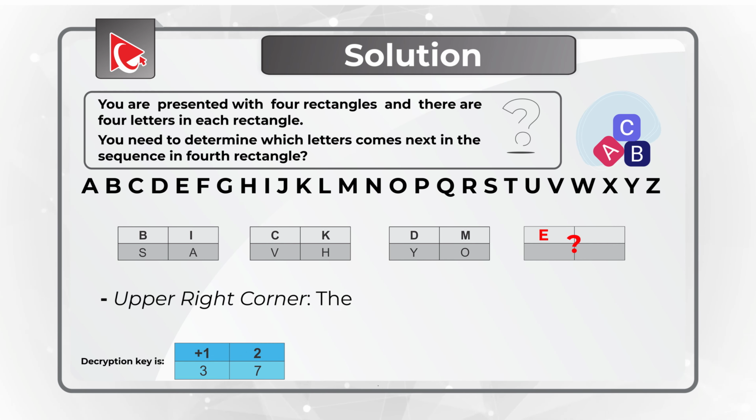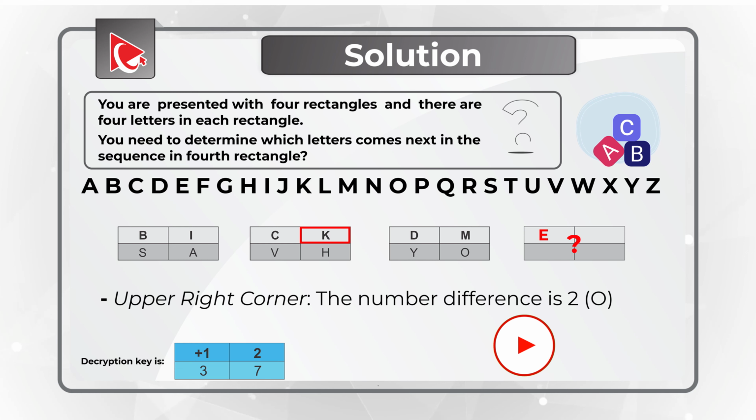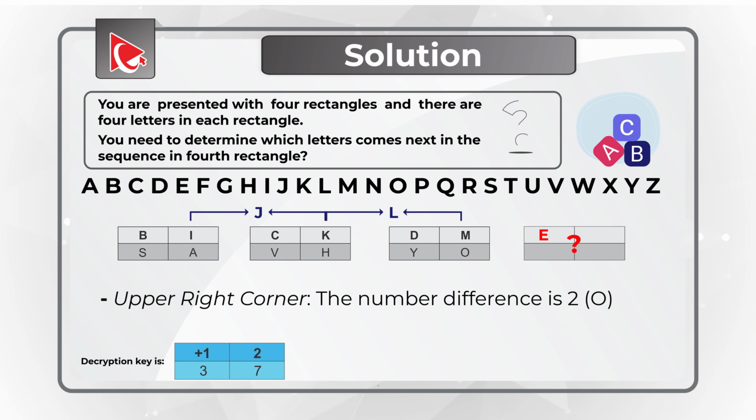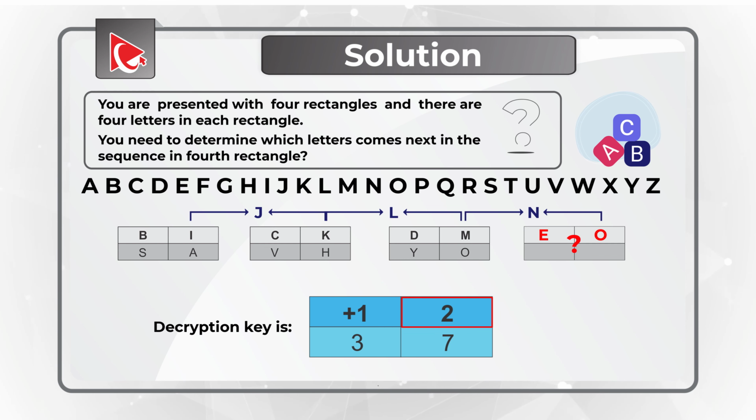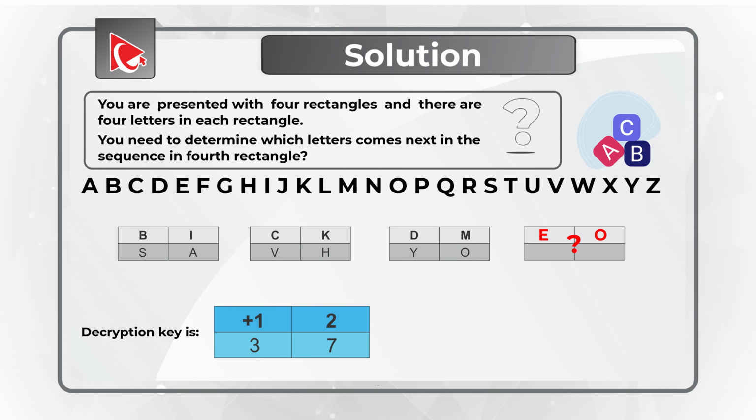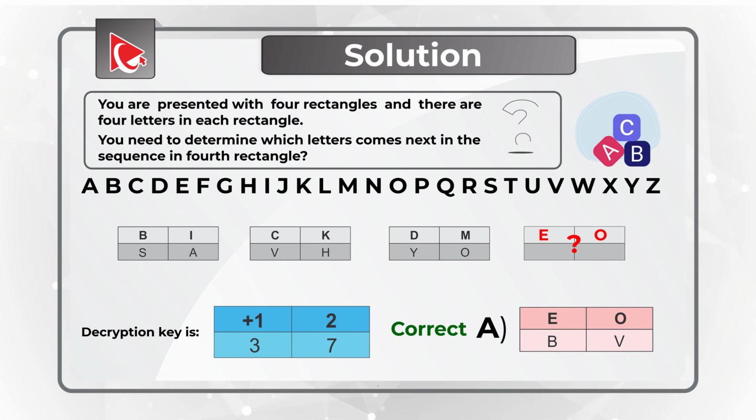Then you see that in the main sequence, the letters are I, K, and M. And if you know the English alphabet, H, I, J, which is missing K, L, next is M, and O, which means that the increment is 2, which matches the second number in our decryption key. If we look at the answers, we already know that the correct choice here is choice A, because the upper row letters are E and O only in this choice.